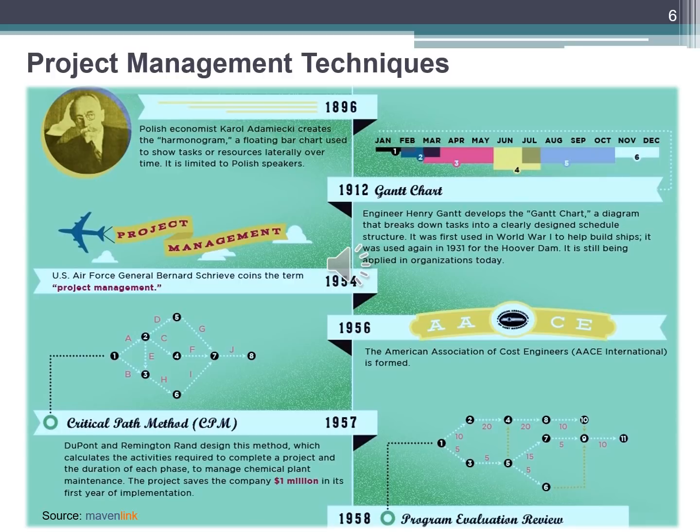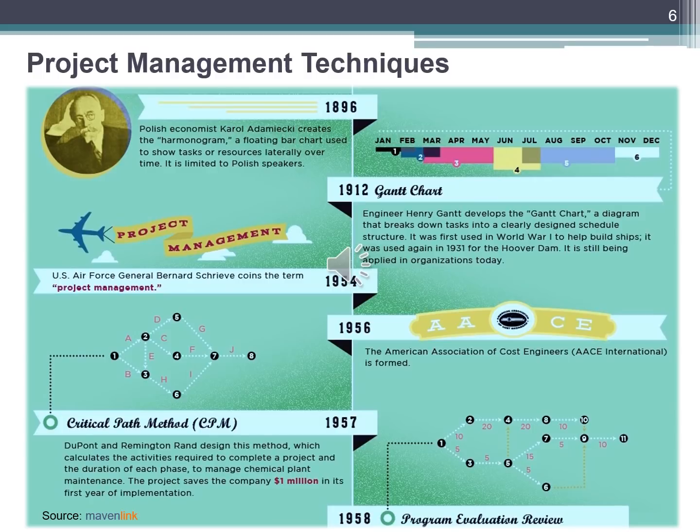Engineer Henry Gantt develops the Gantt chart, a diagram that breaks down tasks into a clearly designed schedule structure. It was first used in World War I to develop building ships. It was used again in 1931 for the Hoover Dam. The method is still being used and applied in organizations today.